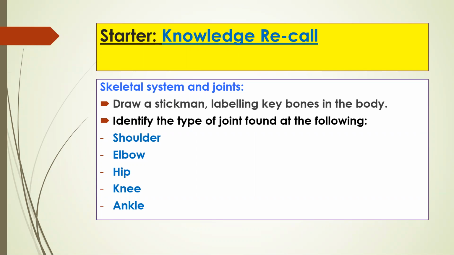This is the first of our lessons on the musculoskeletal system. One of the more straightforward starter tasks that you're going to be given in A-level PE. I'd like you to draw a stick man, label in the key bones of the body. Once you've done that, can you identify the different types of joint that are found in the body? So specifically looking at those 5 parts of the body listed there: the shoulder, the elbow, the hip, the knee, and the ankle. Pause the video, complete that task, take 5 or 10 minutes to do that, and then join me on the next slide when you're ready.